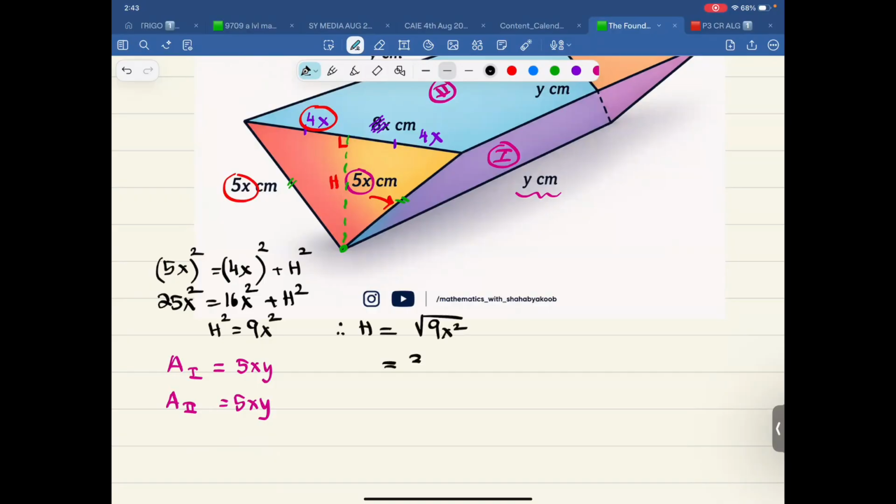Therefore, h is square root of 9x square. And how much is that? That is 3x. Now, first tell me, is this working of height using Pythagoras? Just hold for a second.